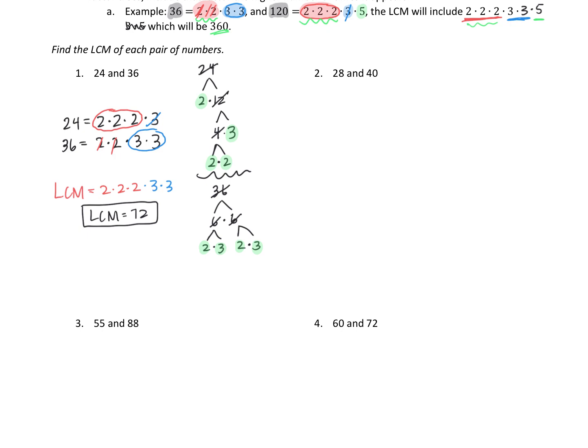All right, so let's do it for number 2. We've got 28. So we could do 2 and 14. 2 is prime.